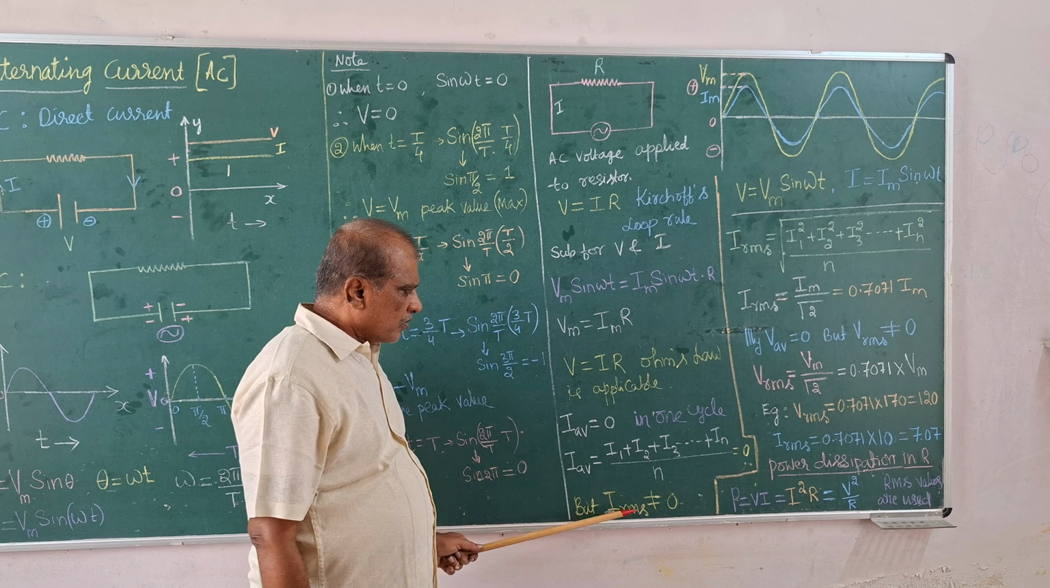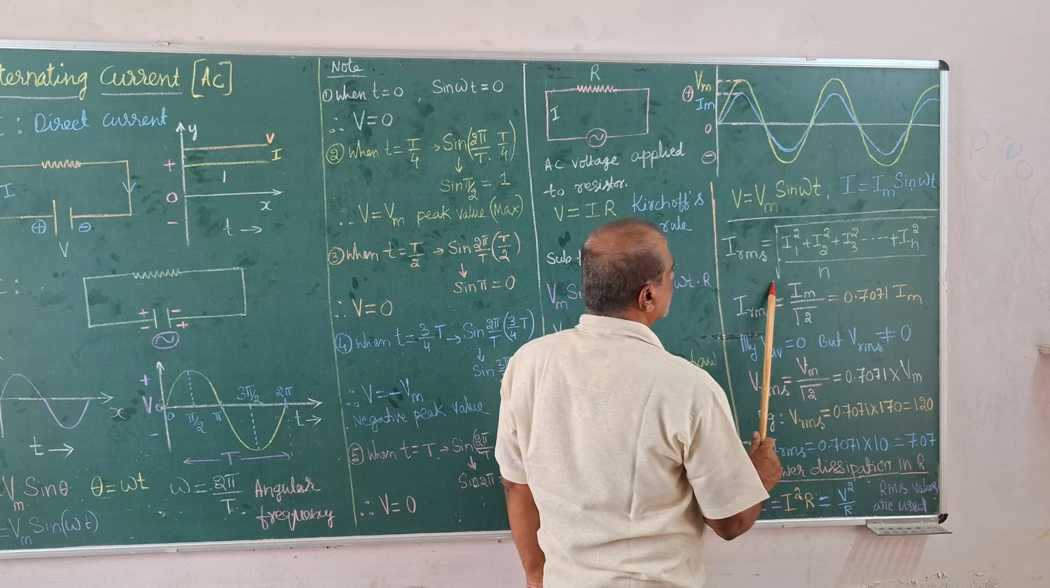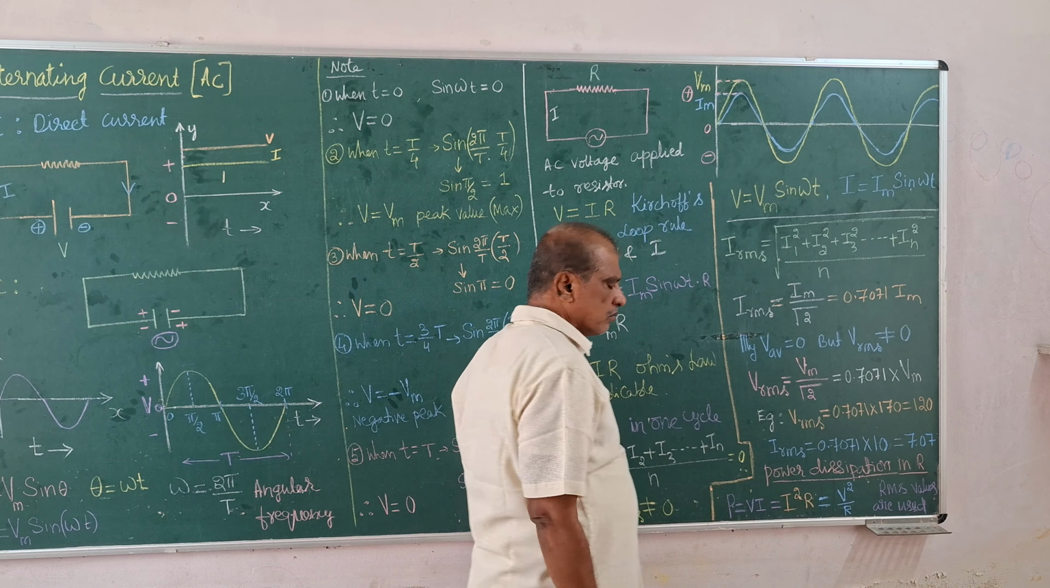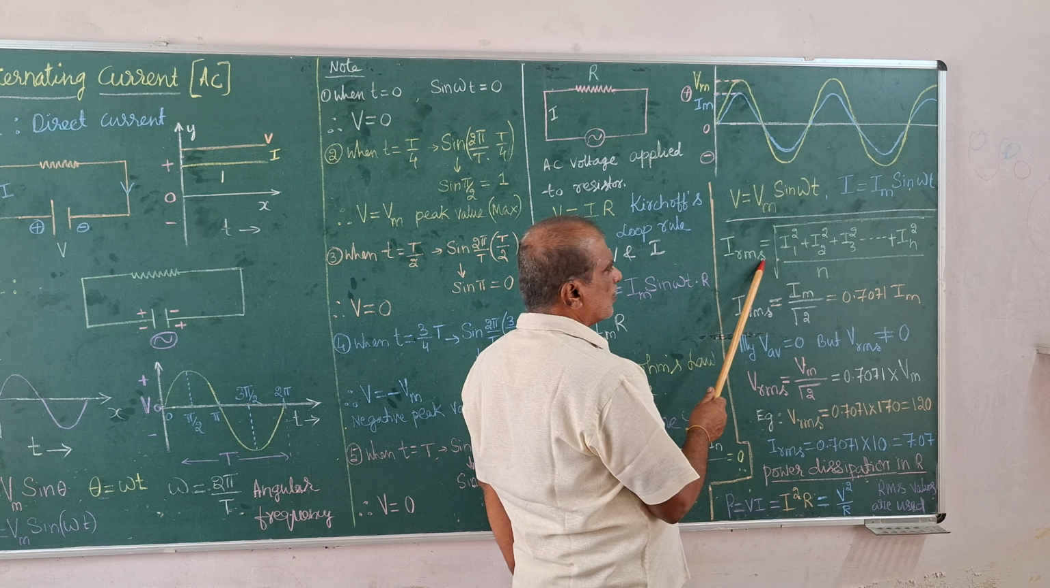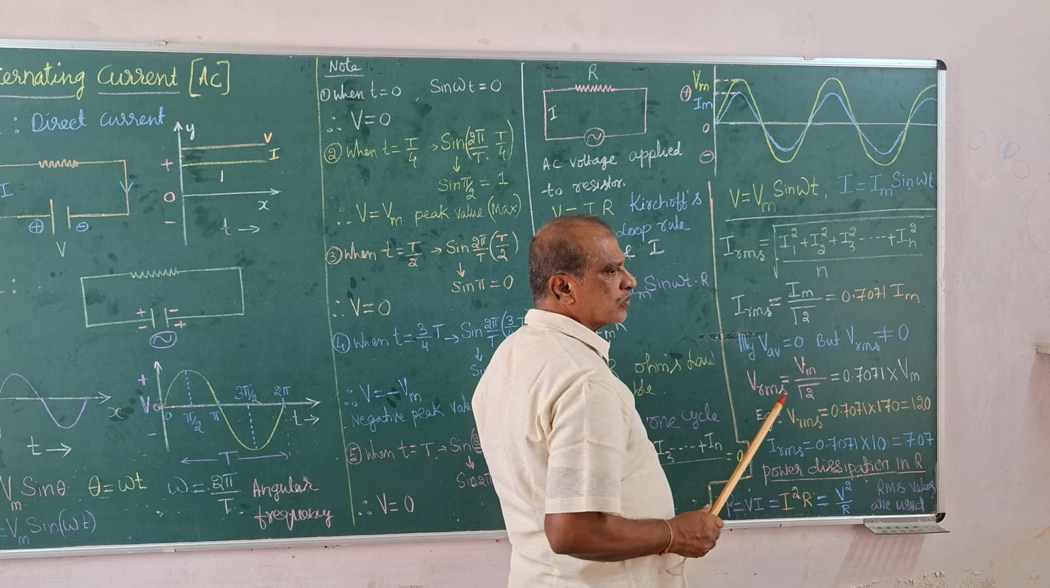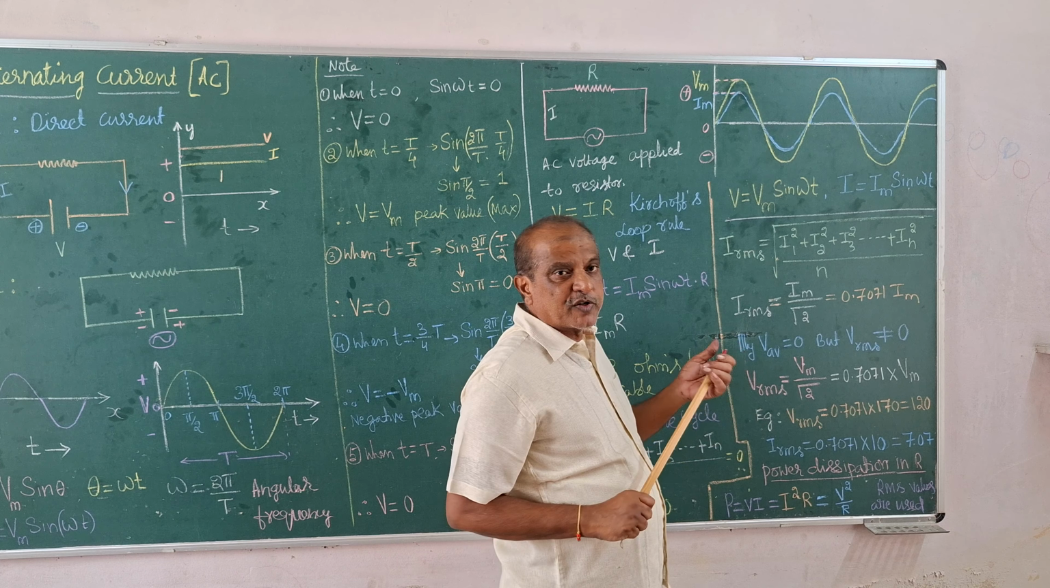That is, take all the values, square them, sum them, divide by the number of values taken, and take the square root of the entire thing. That is known as the root mean square value. That is also a mean value. This mean value is the effective value.